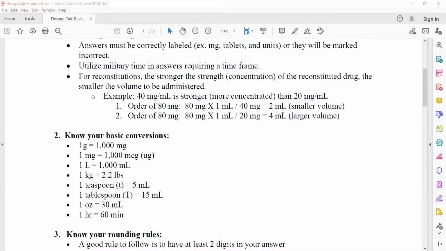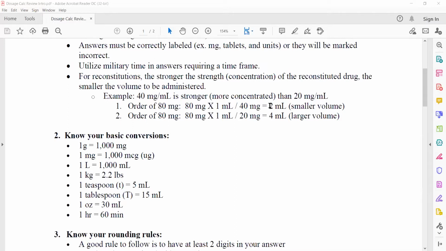But in this example, if the order is for 80 milligrams, then I can use whichever of these concentrations to get my milliliter dilution. So I have a 40 milligram per milliliter reconstitution available, or I have a 20 milligram per milliliter reconstitution available. And if it tells me to use the stronger one, then I use the stronger one, which is the 40. Or if it tells me to use the weaker one, I use the weaker one.